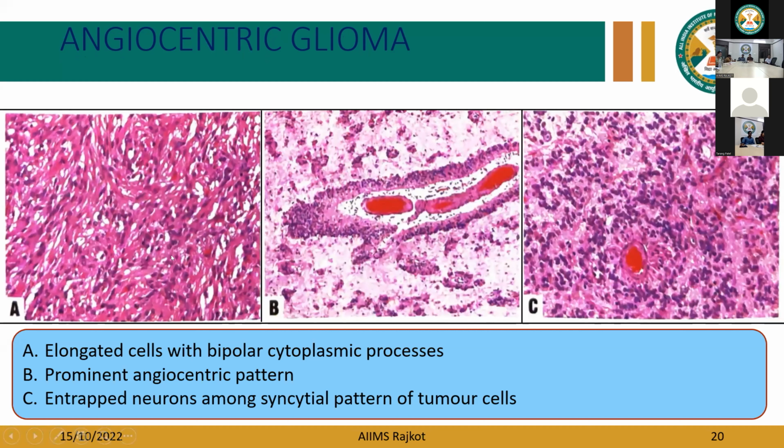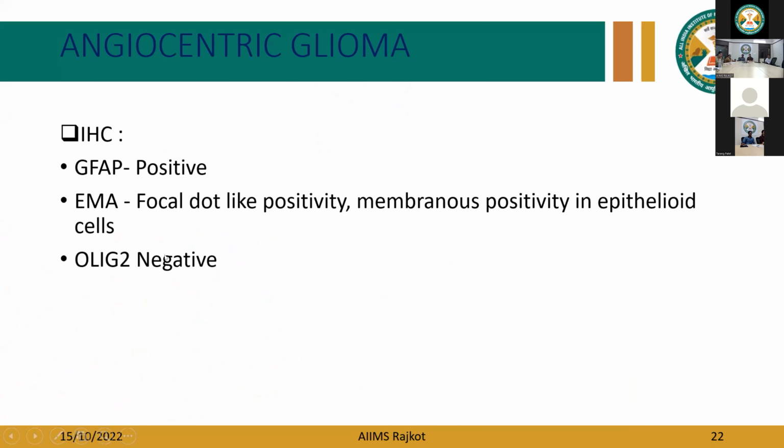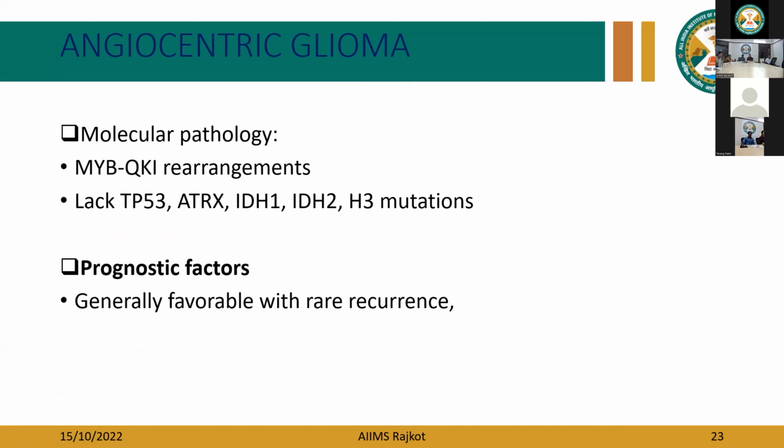So image A is showing elongated cells with minimal atypia. Image B is showing the typical perivascular or angiocentric pattern, and image C is showing a syncytial pattern with occasional entrapped neurons. Here image A is showing perivascular tumor cells positive for GFAP. Image B is showing typical dot-like EMA positivity. This dot-like EMA positivity is present only in angiocentric glioma, whereas the other three tumors of this category do not show EMA positivity. They are negative for NFP staining of axons. So on IHC, it is GFAP positive, dot-like EMA positive and OLIG2 negative. It shows typical molecular pathology, MYB-QKI fusion, and it is a low-grade tumor, CNS WHO grade 1 tumor with favorable prognosis.